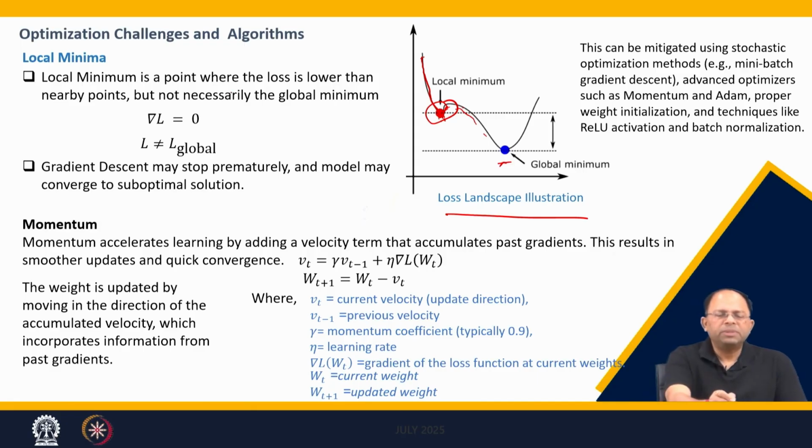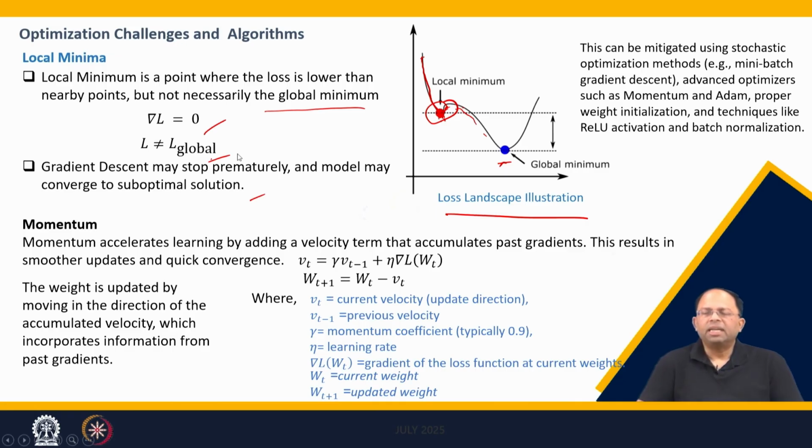A local minimum is a point where the loss is lower than nearby points, but not necessarily the global minimum, right? It is not equal to the global minimum. And gradient descent may stop prematurely and the model may converge to a suboptimal solution. So we find that the gradient is 0, that is, there is no change, but it's a local minimum.